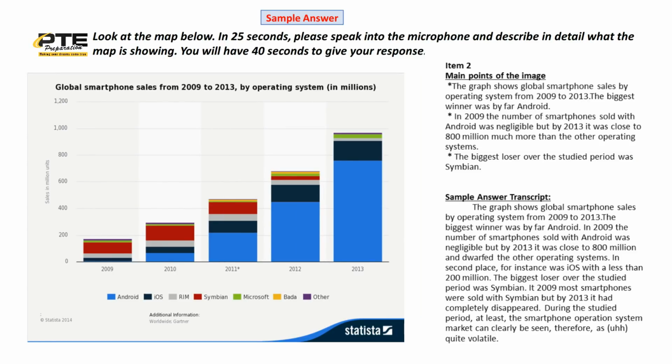The graph shows global smartphone sales by operating system from 2009 to 2013. The biggest winner was by far Android. In 2009, the number of smartphones sold with Android was negligible, but by 2013 it was close to 800 million and dwarfed the other operating systems. In second place, for instance, was iOS with less than 200 million. The biggest loser over the study period was Symbian. In 2009, most smartphones were sold with Symbian, but by 2013 it had completely disappeared. During the study period, at least, the smartphone operating system market can clearly be seen, therefore, as quite volatile.